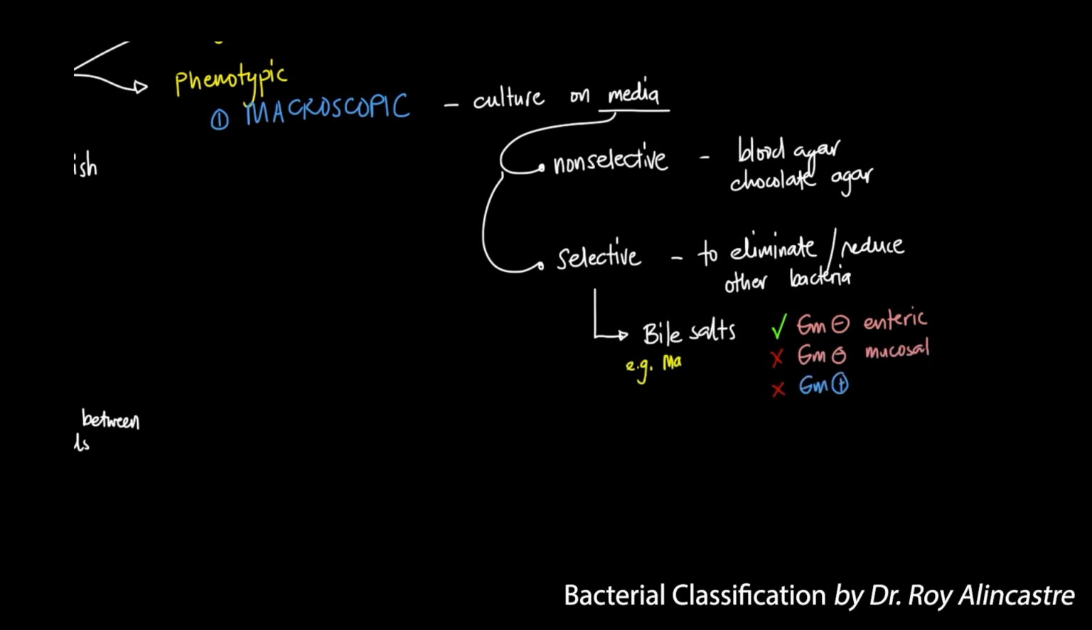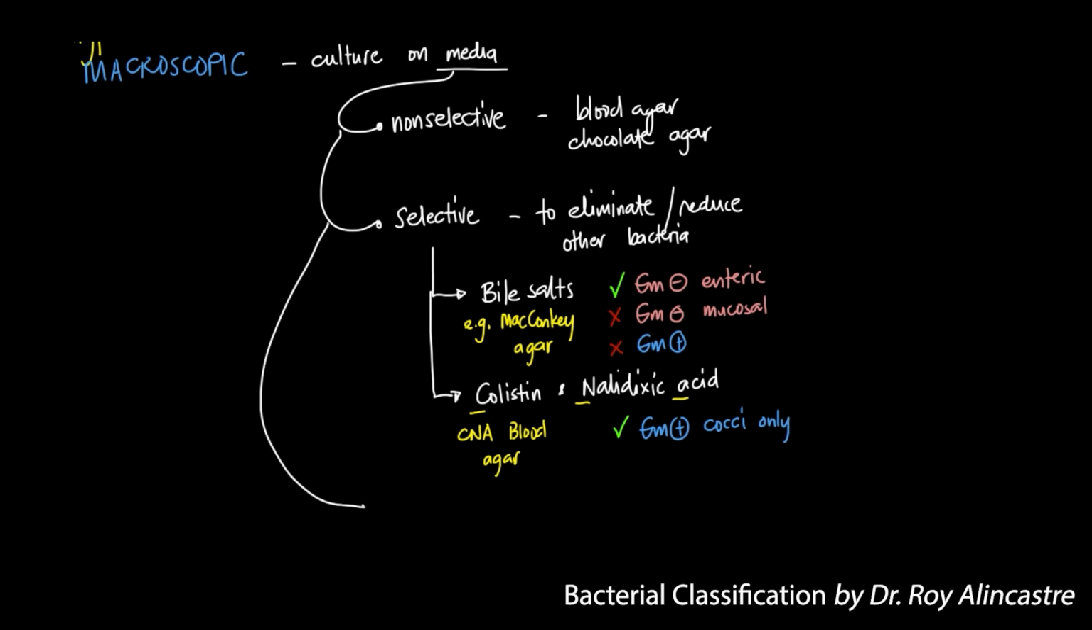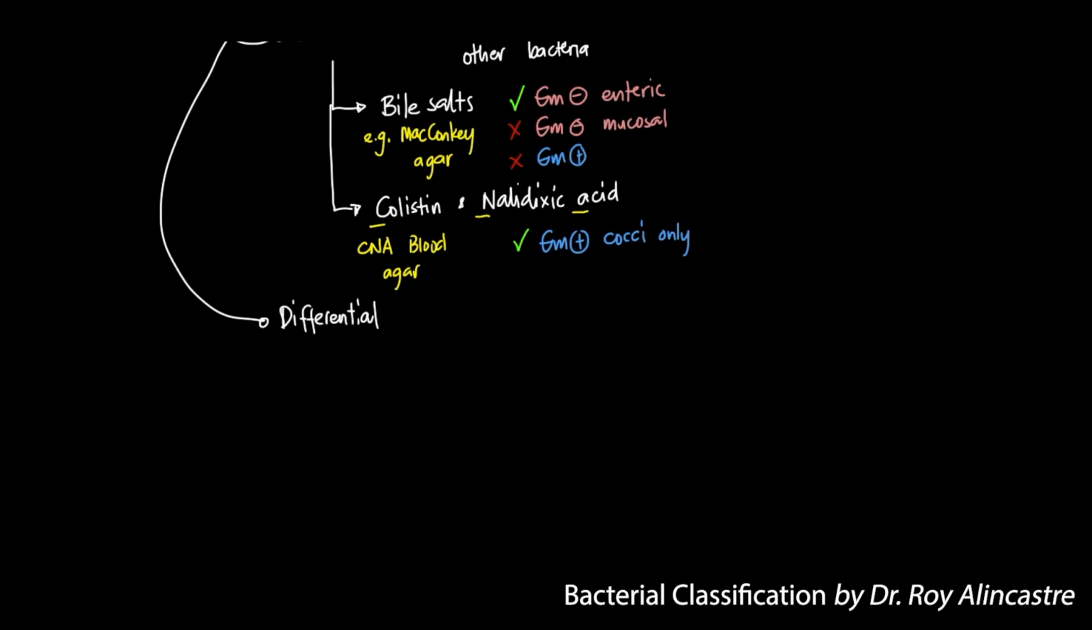It contains bile, and it allows the growth of gram-negative rods only. Or media with colistin and nalidixic acid, CNA blood agar, which selects for gram-positive cocci only. We also have differential media. When we culture certain bacteria, some of them produce characteristic pigments or colors, and others show zones of clearing around colonies grown in the presence of insoluble substrates.